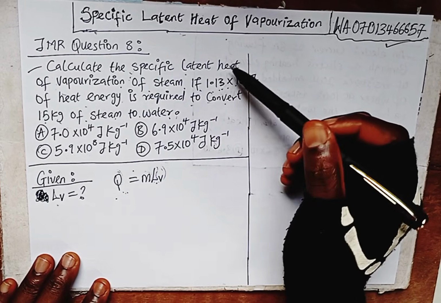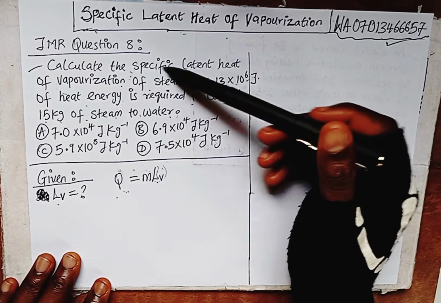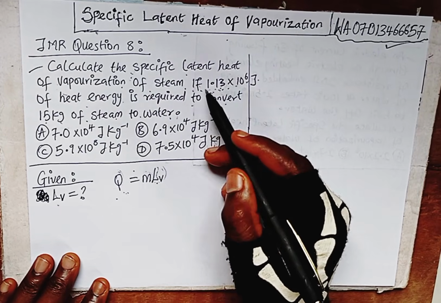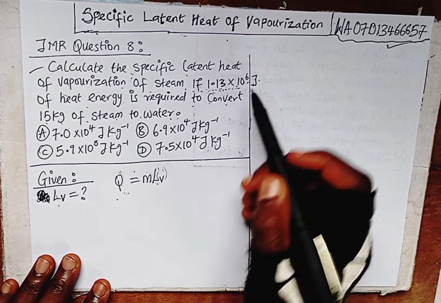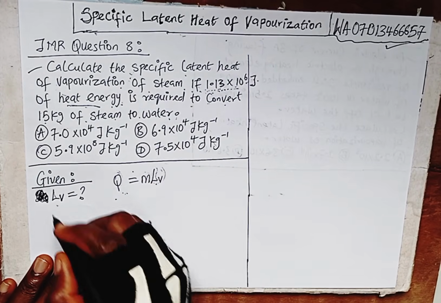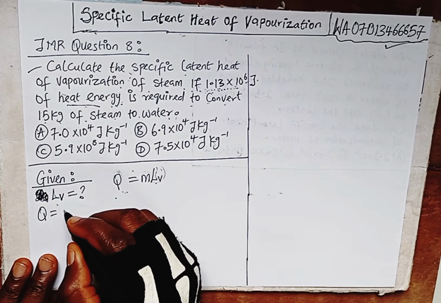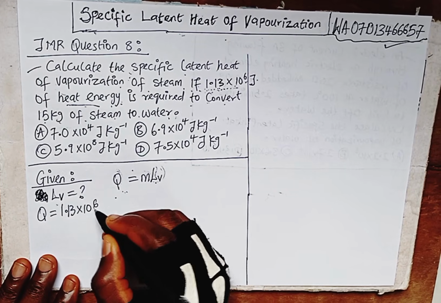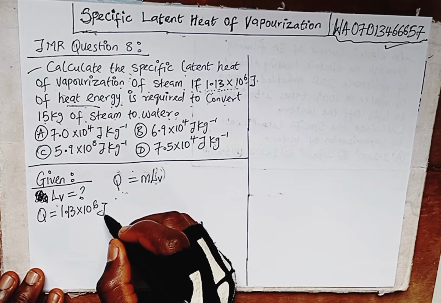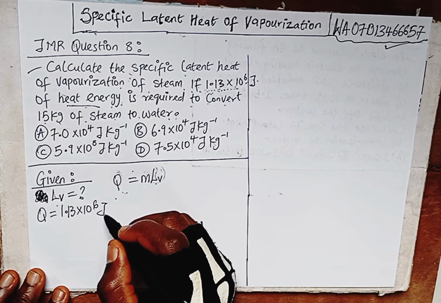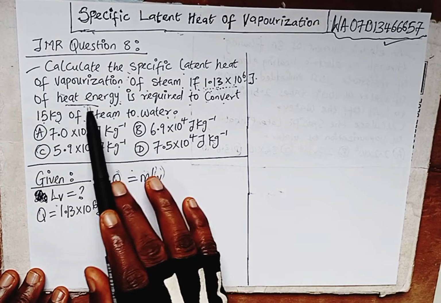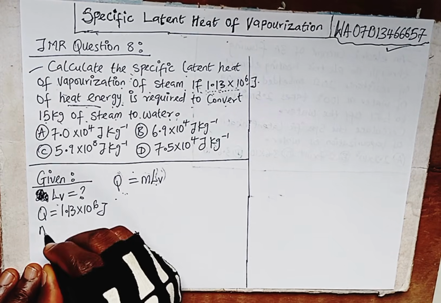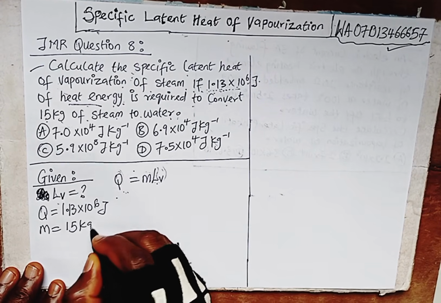Now let's write out all the parameters given to us. The first parameter: 1.13 times 10 raised to the power 6 joule of heat energy. This one is the quantity of heat, so Q is equal to 1.13 times 10 raised to the power 6 joule. Then what else were we given? We are also given mass. Heat energy is required to convert 15 kilogram of steam to water, so mass is equal to 15 kilogram.